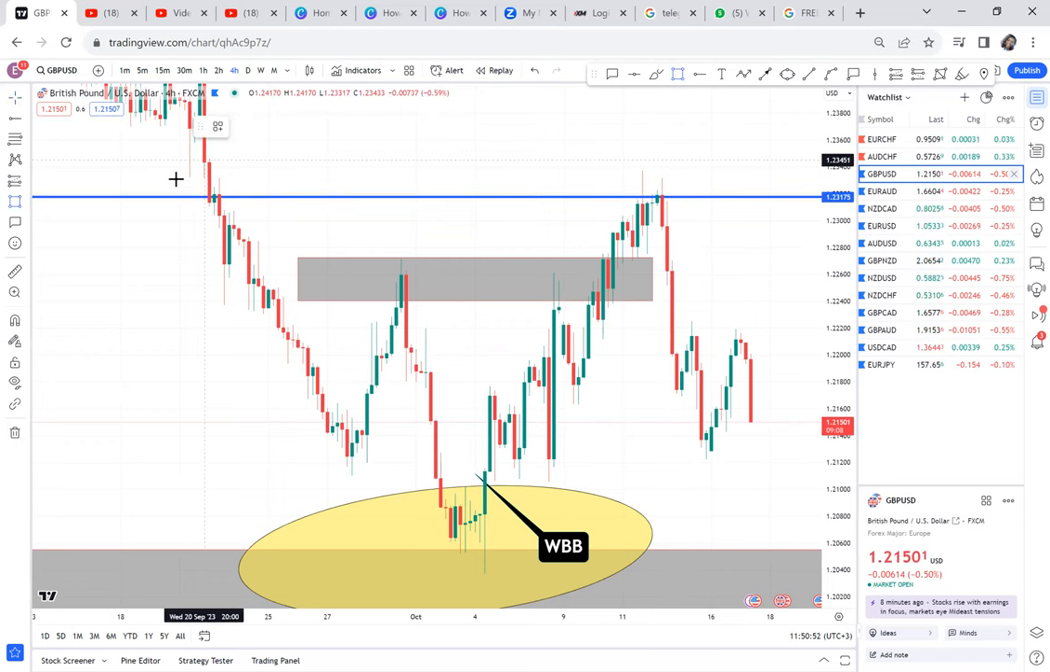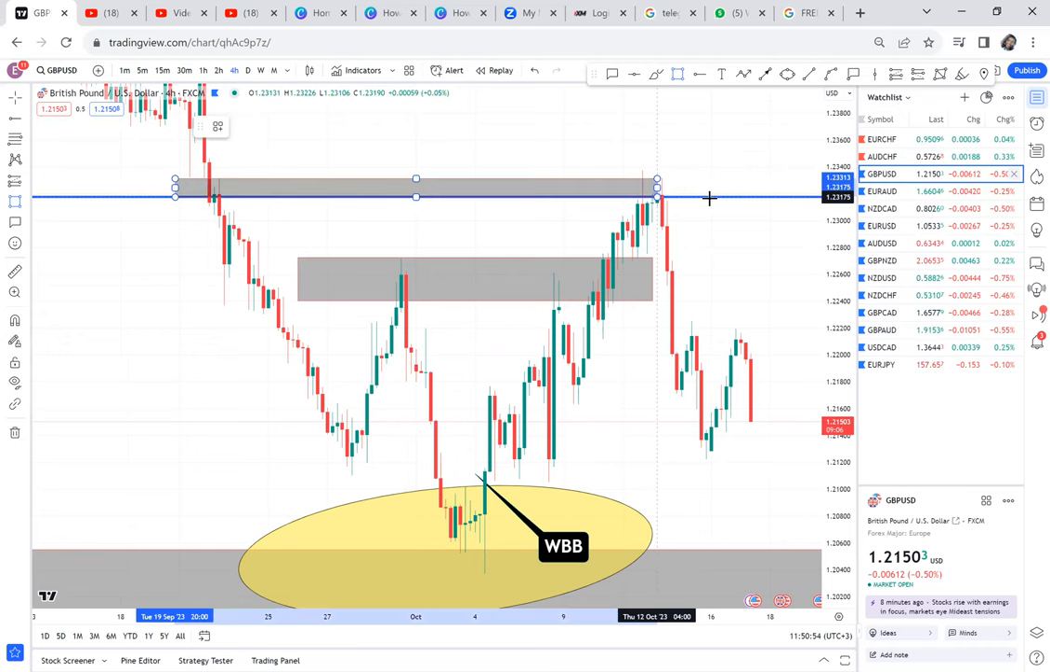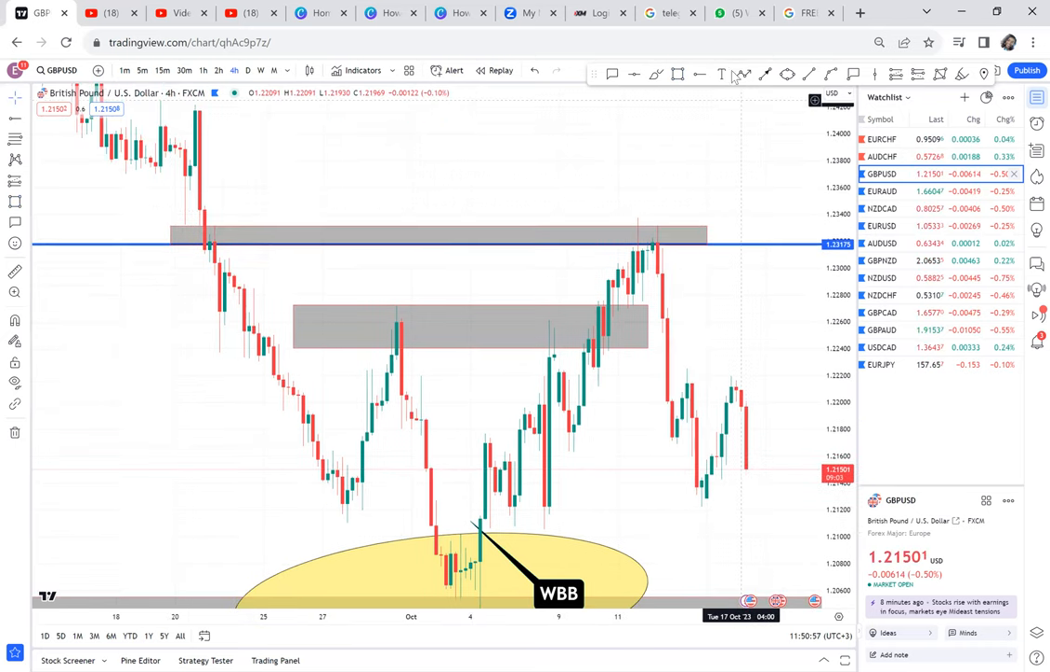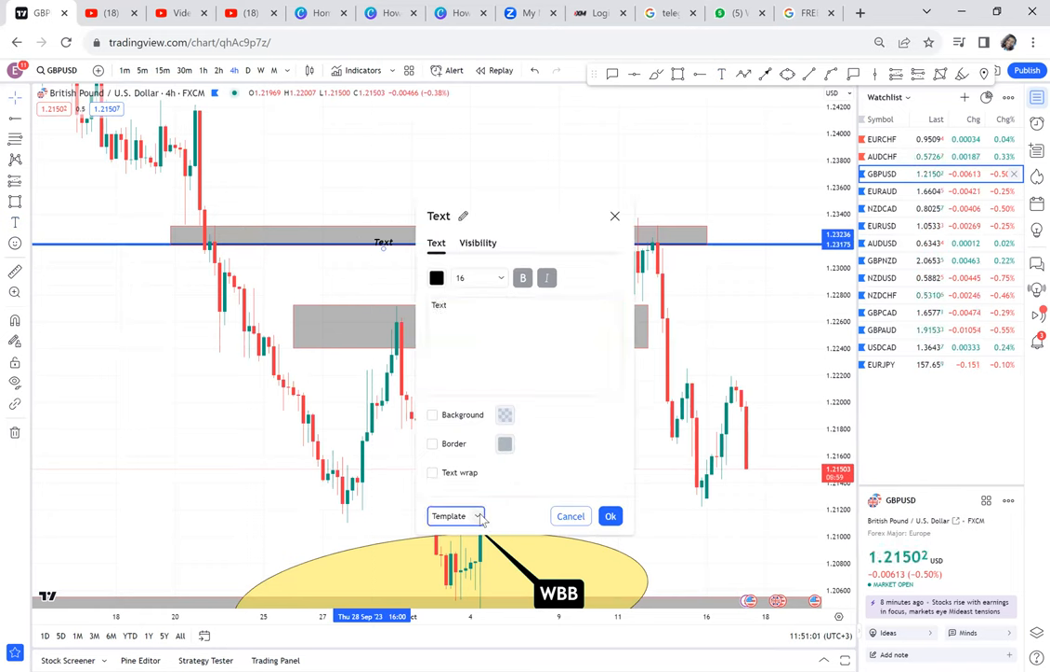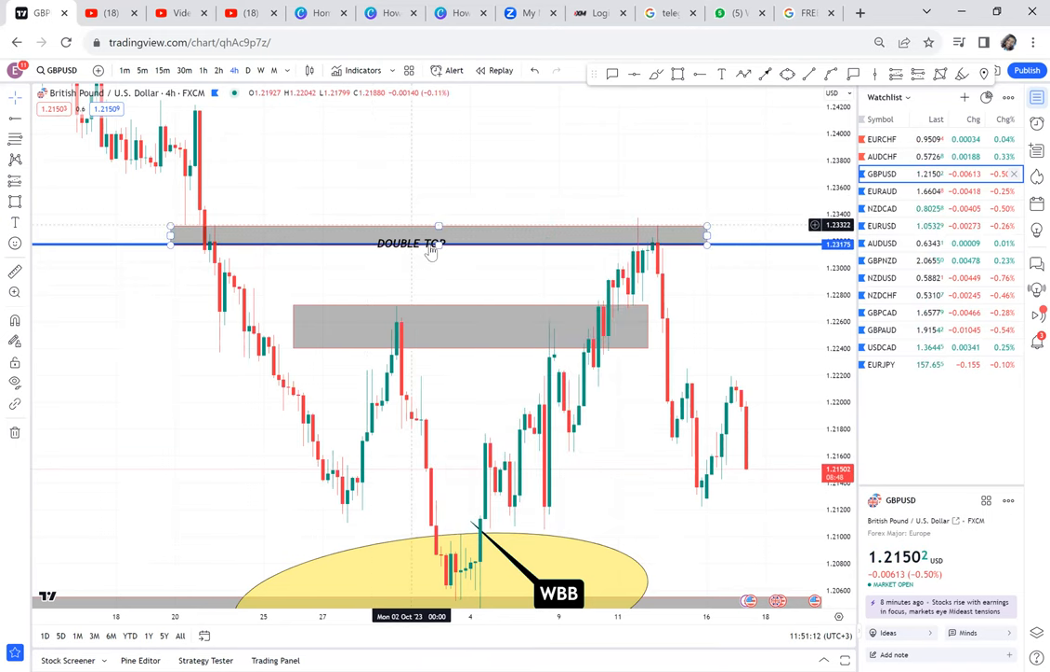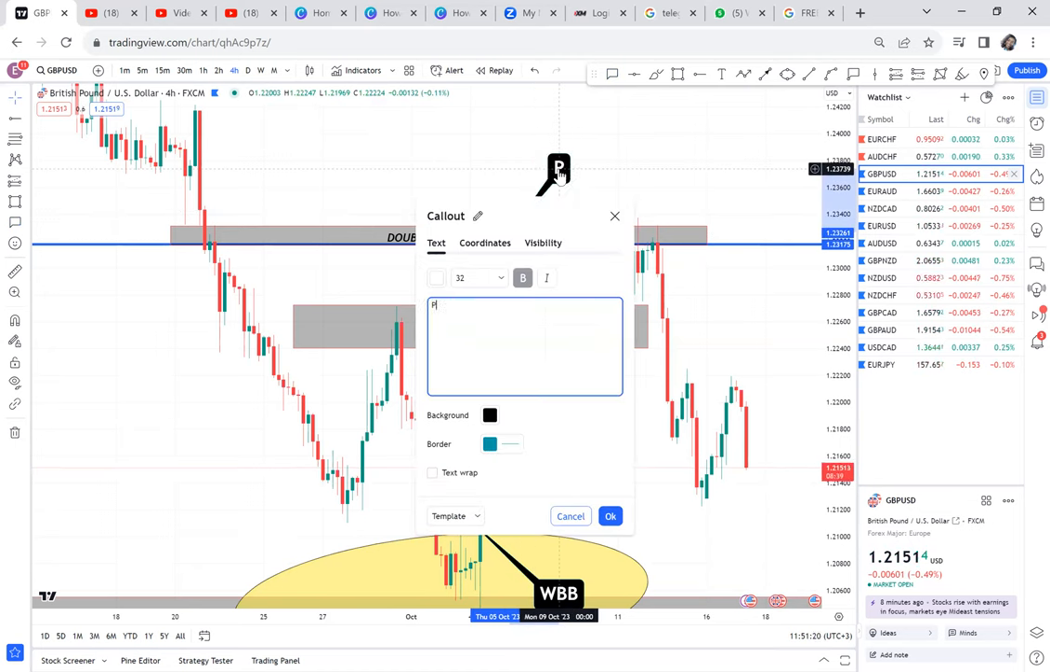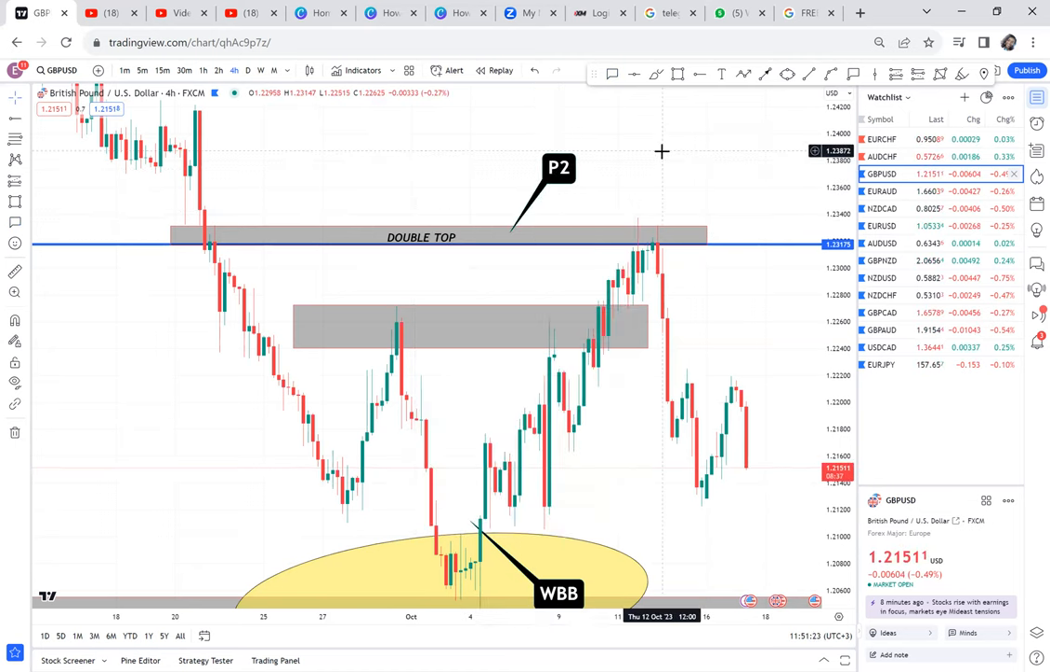Guys, which pattern is this? This is P2. I've said P stands for pattern. So we get another pattern. So this is P2. Double top, possible double top. Actually, this is not a possible double top because half was broken. So it's a double top. And this double top happens to be our P2, pattern two.